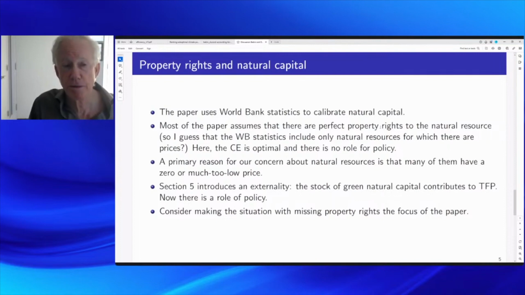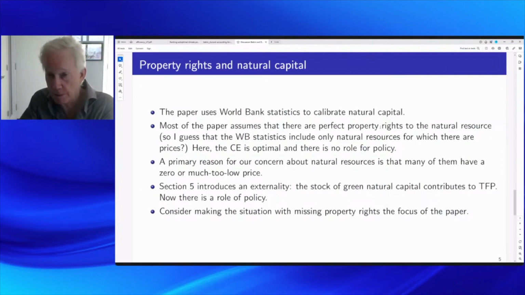I would suggest de-emphasizing the case of perfect property rights, because that's not why we're interested in this problem, I think. But certainly the problem with missing property rights is very important, and introducing the market failure through TFP is pretty much the standard way of doing things in this setting.